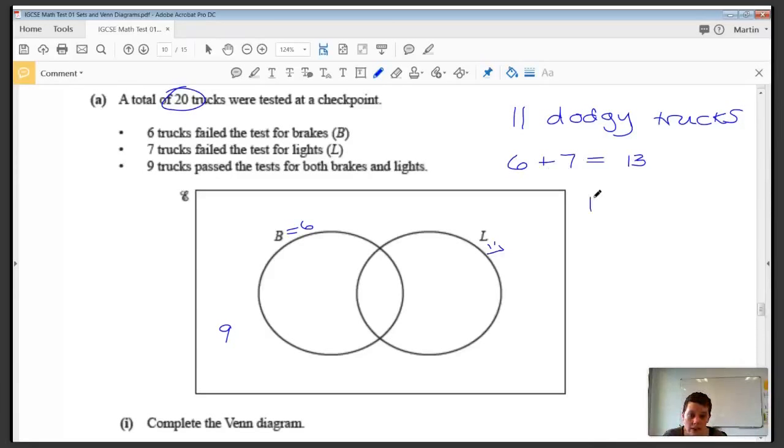We then say our 13 minus the 11 possible trucks gives us 2, which means that we have to have 2 trucks in our overlap. So 2 trucks have failed for brakes and lights, which is a bit scary. We can then say if B is 6 and 2 are here, there must be 4 trucks that failed brakes only. If L is 7 and 2 are here, there are 5 that failed lights only. So we use our overlap to find our intersection, and then we can fill in the other 2.